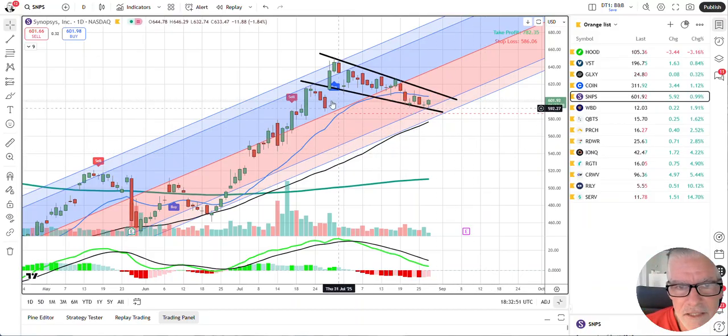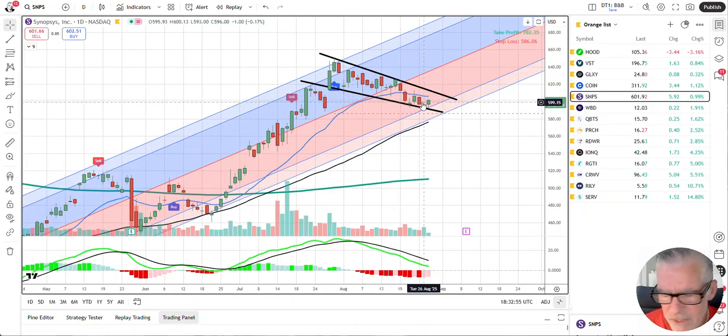So I like this. This is my example of a soft pullback. Right, it's not 45 degrees. It's maybe 30 degrees down into the pink zone, and now bouncing nicely out of it. Big volume day yesterday. The MAs are stacked. The LRC is nicely uptrending. All things look good technically.